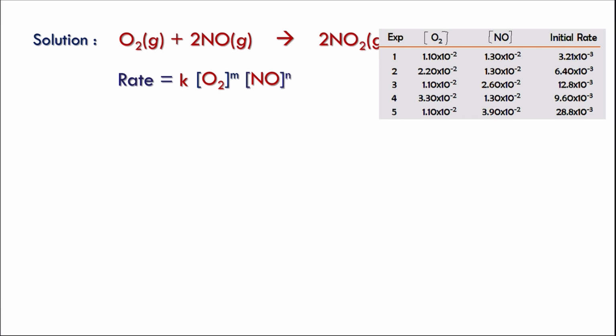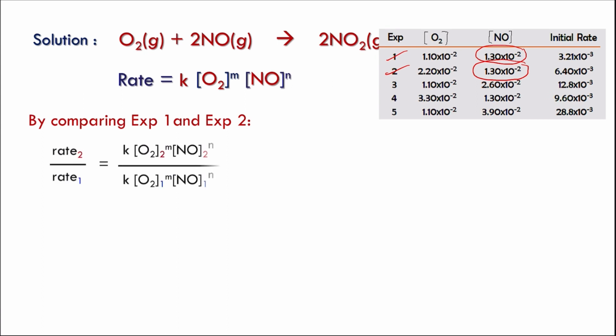Saya akan compare dulu experiment 1 and experiment 2. Kenapa saya pilih these two experiments? Sebab saya ada value yang sama untuk NO. So bila value yang sama untuk NO, maknanya saya boleh cancel out NO, saya boleh cari order of reaction untuk O2. So let's do it one by one.